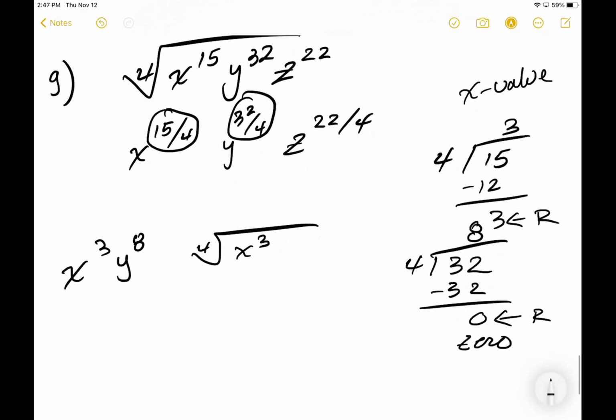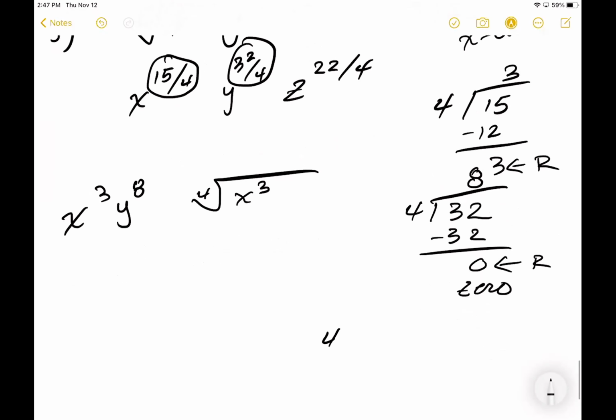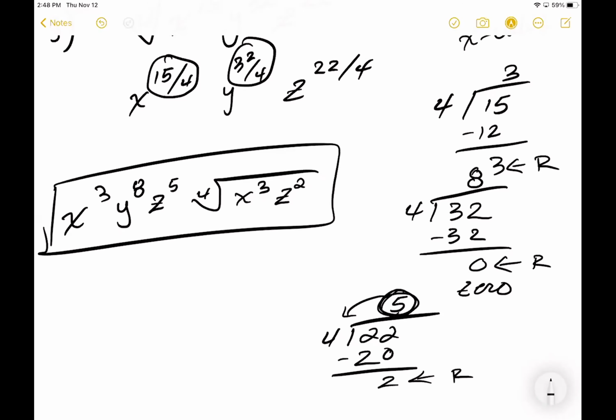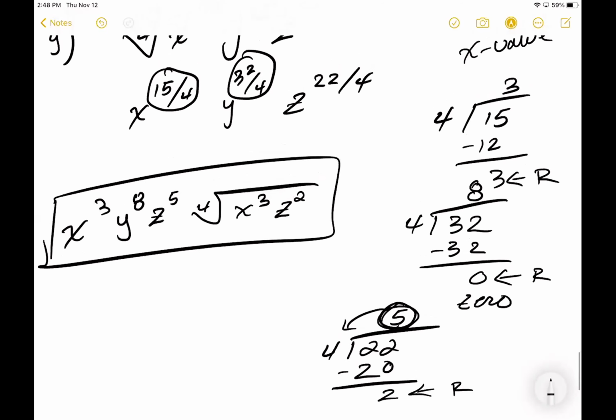And what about your z? If you divide 4 into 22, do you agree that 4 going into 22 is 5 times, because 5 times 4 is 20? I have a remainder of 2. So in this case, how many z can go outside? There are 5 z's, and the remainder will be z to the second power. And ladies and gentlemen, this is our answer for this particular problem here.